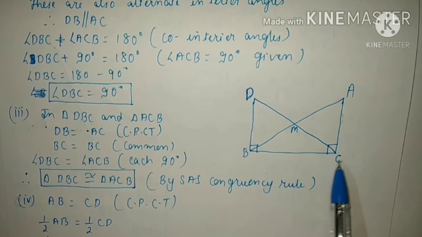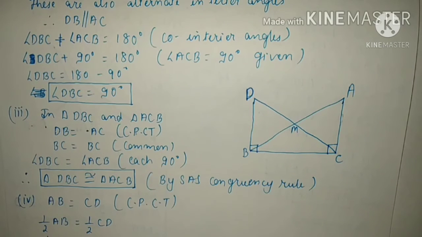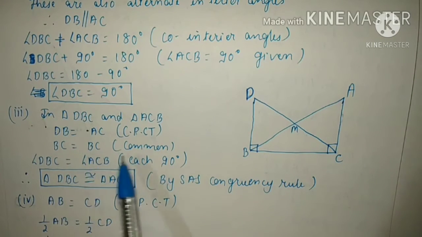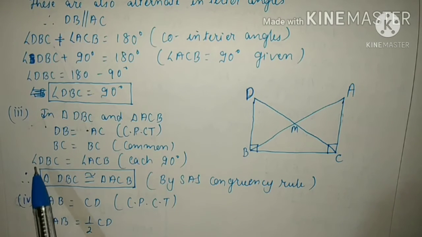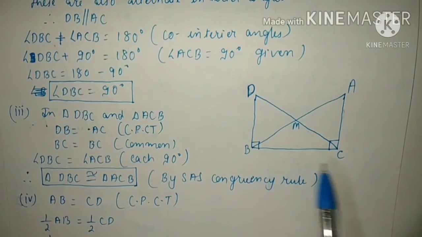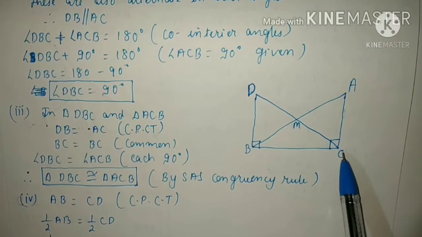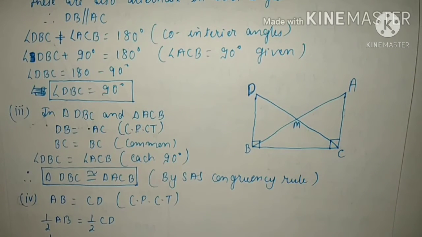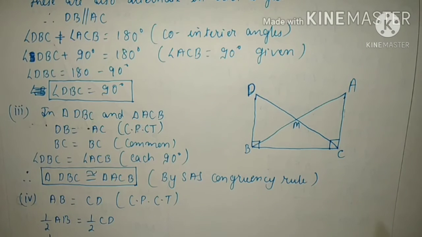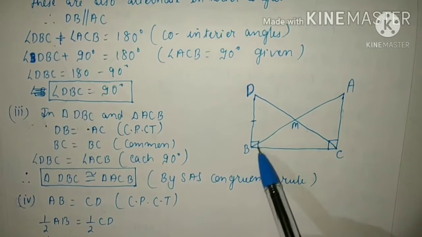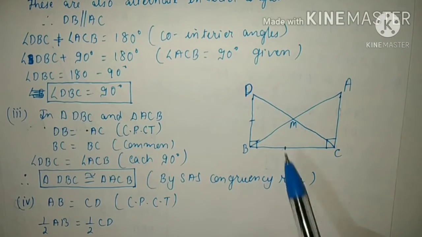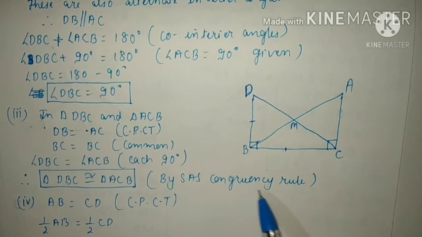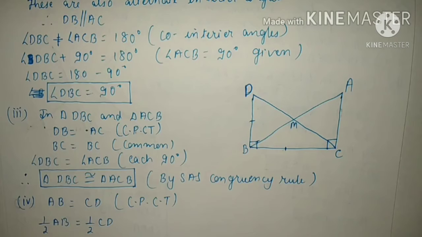And this BC is a common side in both the triangles. So BC will be equal to BC, common. And this angle DBC is equal to this angle ACB, because both are 90 degrees. So you can write each 90 degrees. Now this is side, this is angle, and this is side. So by SAS congruency rule, triangle DBC is congruent to triangle ACB. This is the third part.